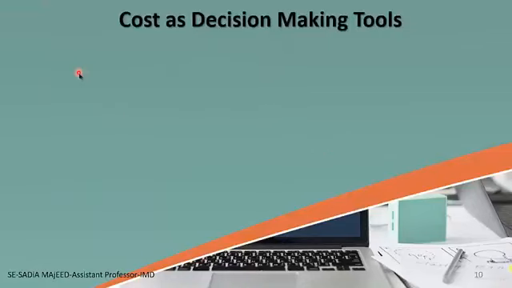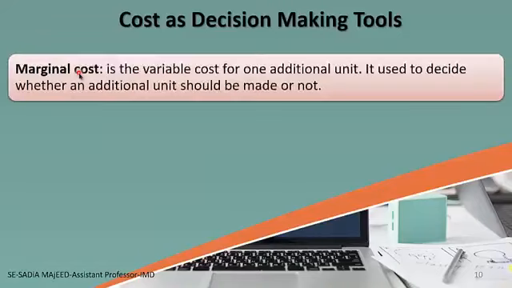Now let's move to cost as a decision making tool. So far we have just defined different classifications of cost. We come across these at different times in our manufacturing or production processes, but cost can also be used to make decisions. How? We will discuss this under this heading. Now we have to define cost as a decision making tool.